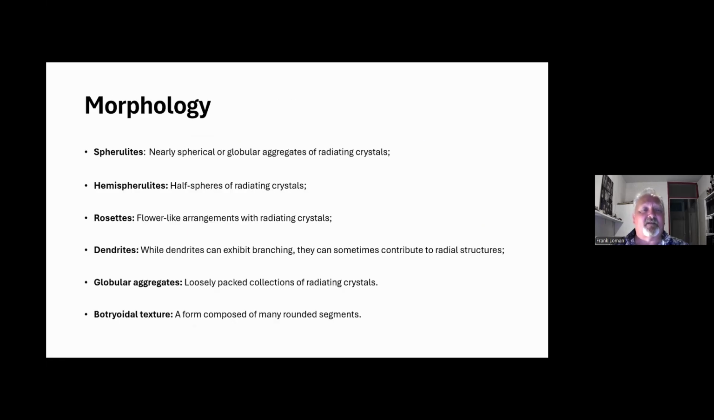Some morphology. If I speak about spheres or spherulites, they are nearly spherical or globular aggregates of radiating crystals. Hemispherulites, as the name suggests, are half spheres of radiating crystals. Rosettes are flower-like arrangements with radiating crystals. Dendrites, while they can exhibit branching, can sometimes contribute to radial structures.